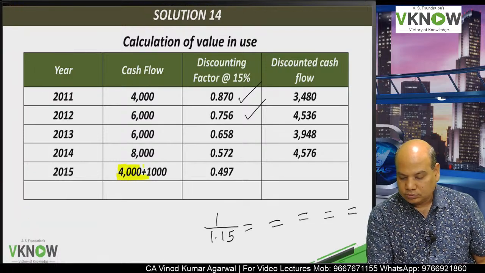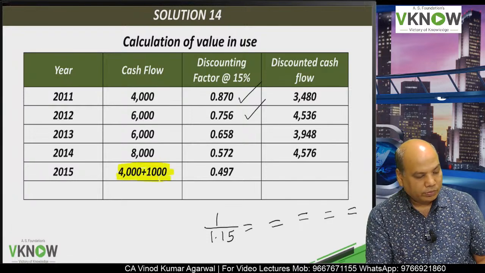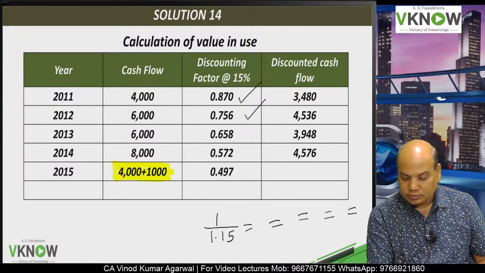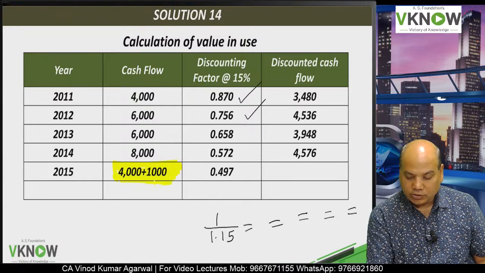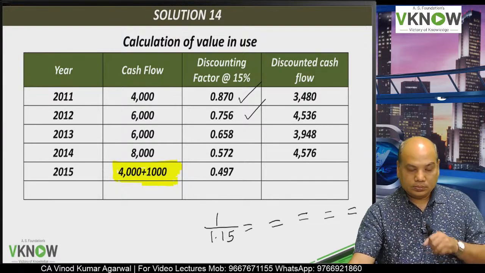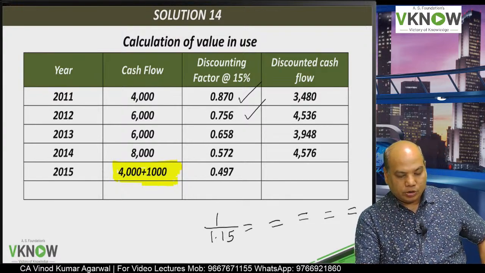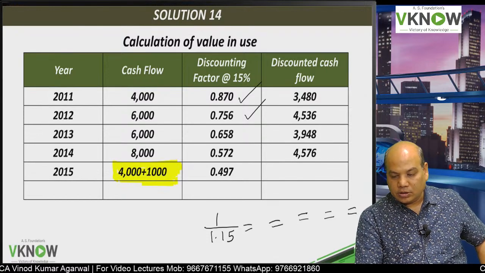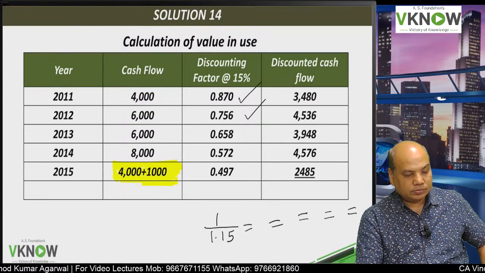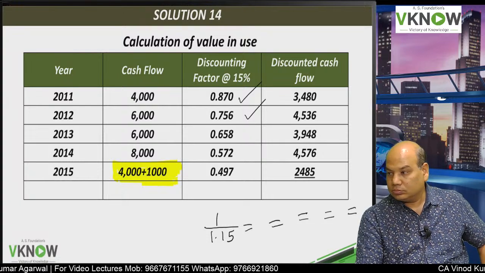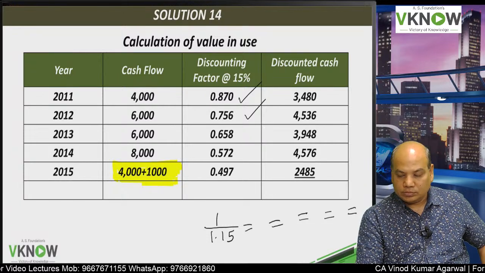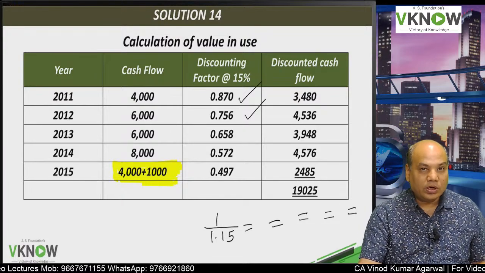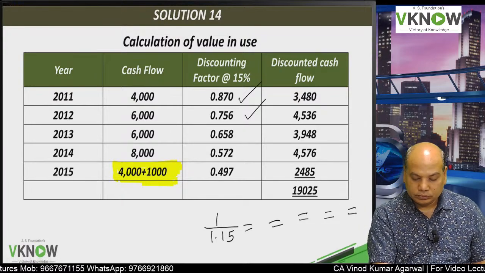Last year I will write two things. 4,000 I will write because cash flow and 1,000 is salvage value. Now what you do, tell me the total of the last column. So that comes to 19025. Very good.